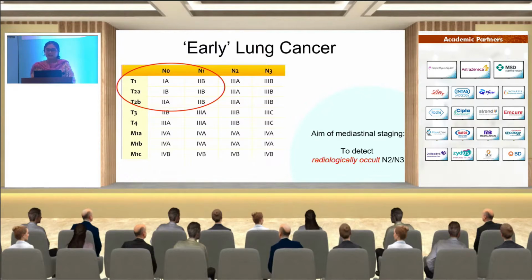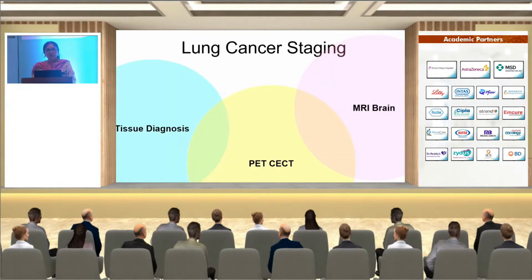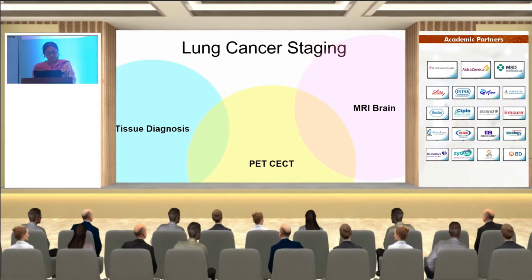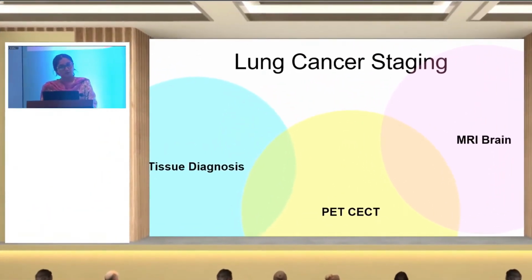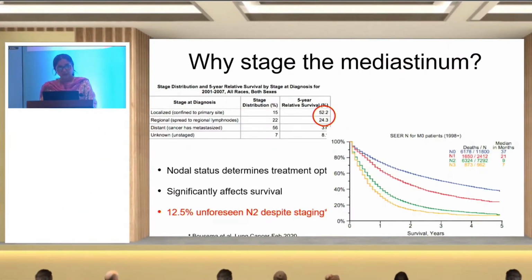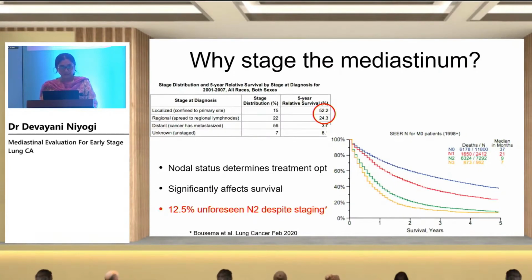So if we've already decided that they're early lung cancer on imaging, why do we need to stage the mediastinum? It is basically to detect the radiologically occult N2 and N3 nodes. Lung cancer staging mainly involves these three things. You would have done a tissue diagnosis to arrive at your diagnosis, a PET scan for whole body staging, and an MRI brain to look for any brain metastasis. After all of this, why stage the mediastinum?